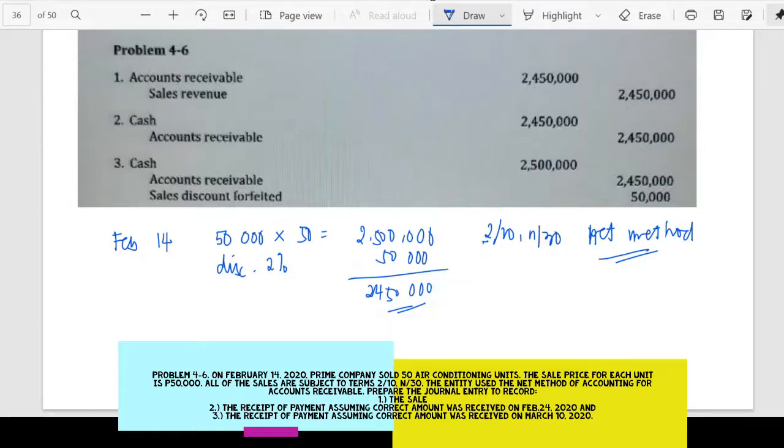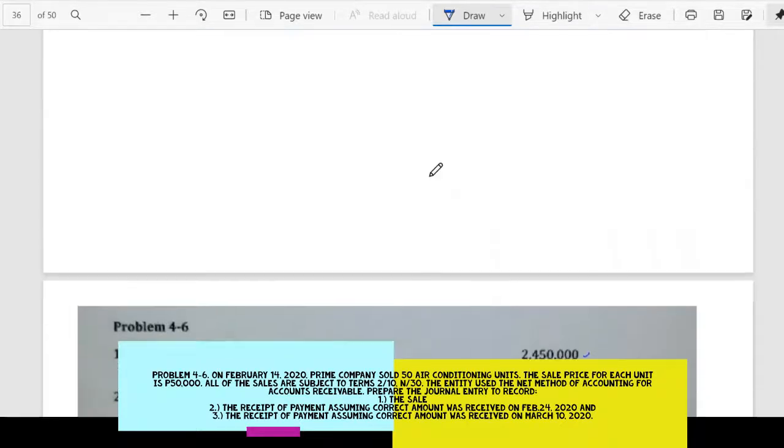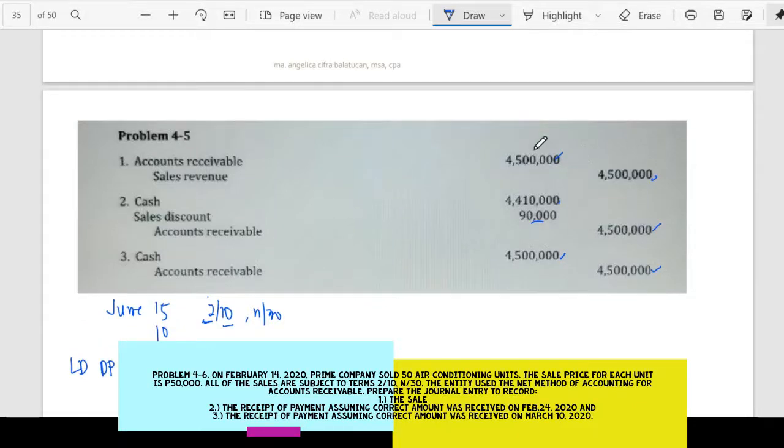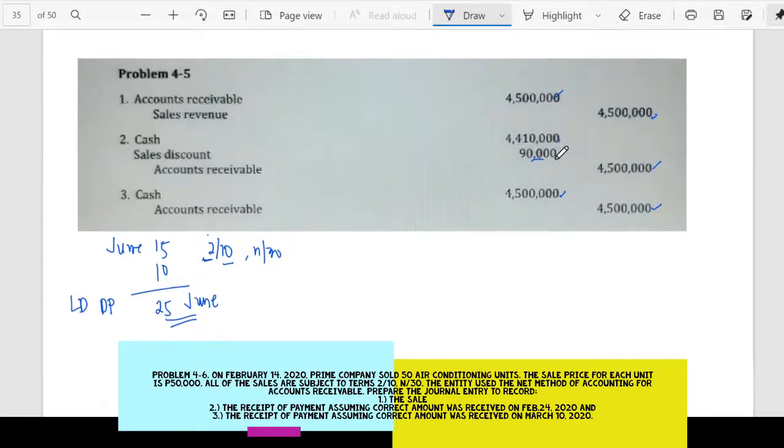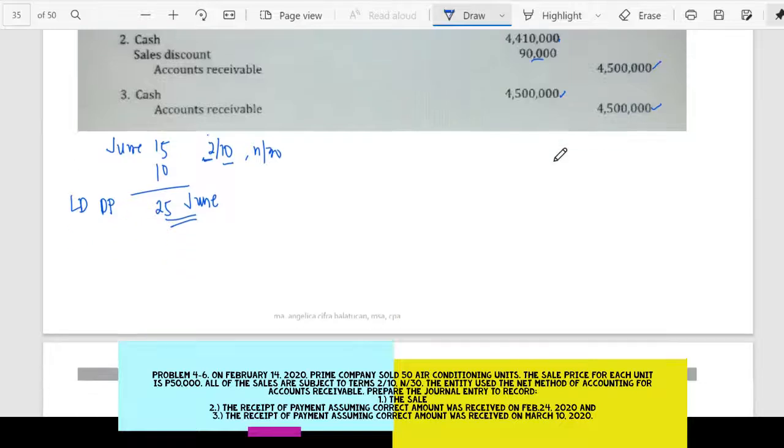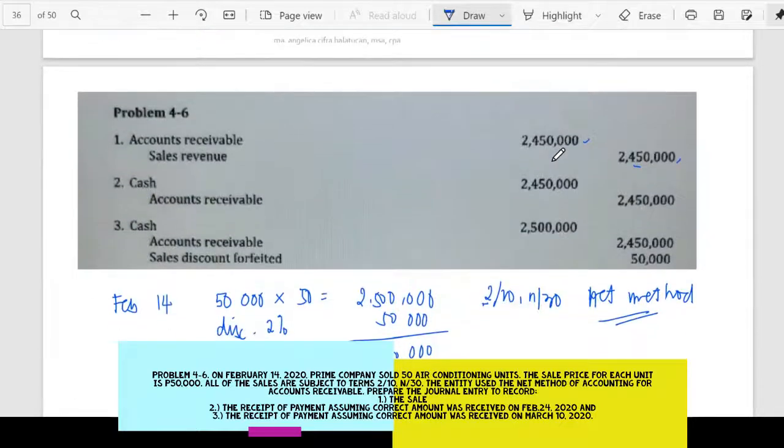That's why the entry upon the sale would be debit to accounts receivable, credit sales or sales revenue, 2,450,000. Unlike the previous problem, diba, we're using the original accounts receivable because this uses the gross method. For this one, according to the instruction, it uses net method.